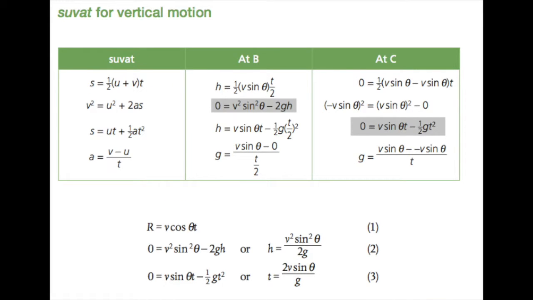In the SUVAT part of the vertical motion, there are four main equations that we can see on the left. But we can also split the motion into two parts, which is at point B and at point C. Since some of the equations are not very useful because some of them just basically say that 0 equals 0, the most important ones are the bottom three equations, which are also the highlighted ones.